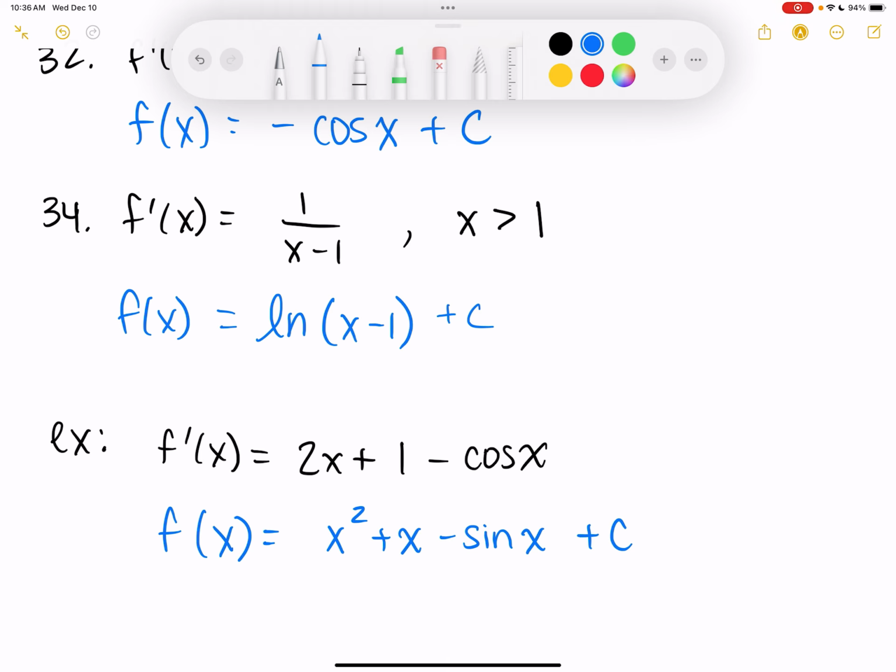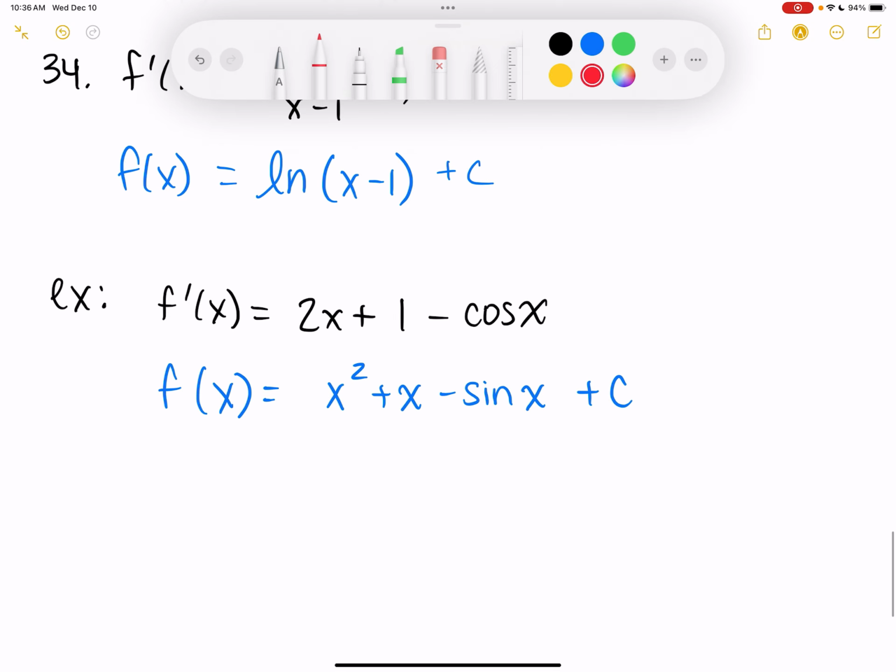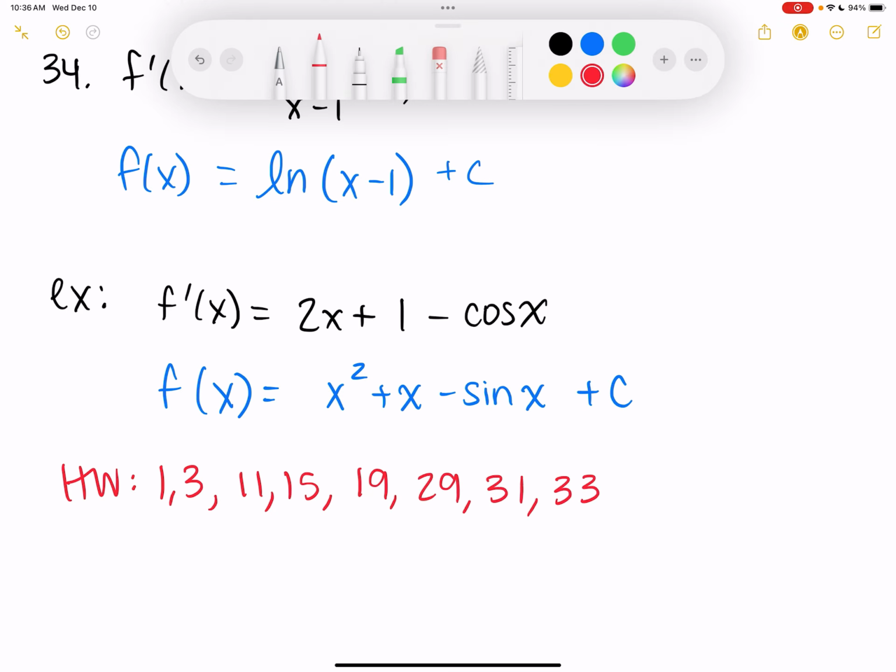No, I'm trying to remember, did I give you problems the other day? No. Okay. So 1, 3, 11, 15, 19, 29, 31, and 33. These last 3 are just the antiderivatives that we just did, so those should be pretty quick. And 11 is just a variation of the temperature problem that we did, essentially.